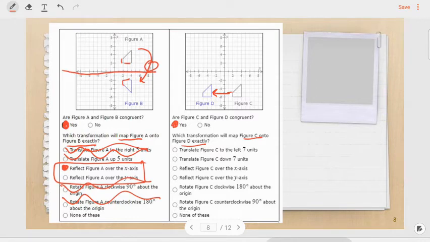So what did it do? Well, it slid, so it's none of the reflections and it's none of the rotations. And what direction did it move? It moved to the left. And if I take this unit and I move it 1, 2, 3, 4, 5, 6, 7, yep, it translated to the left 7 units.